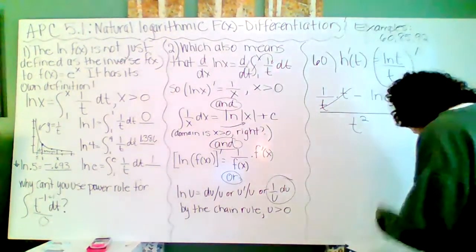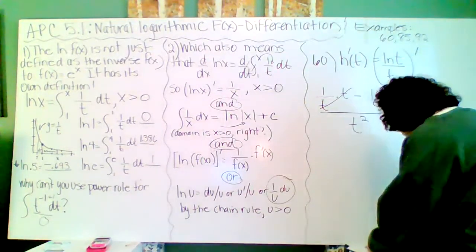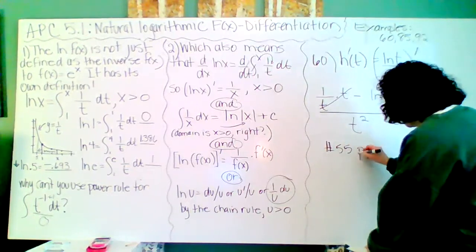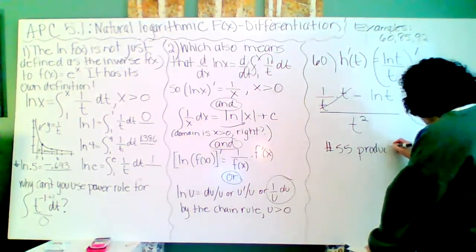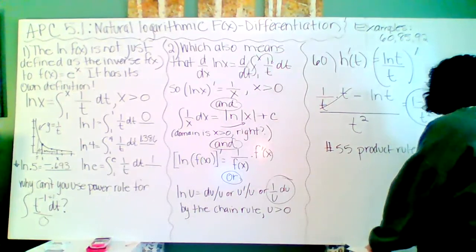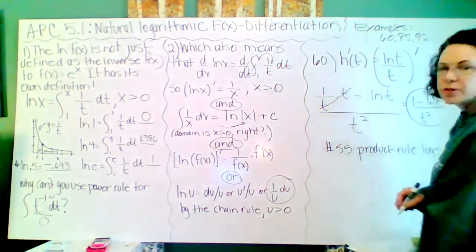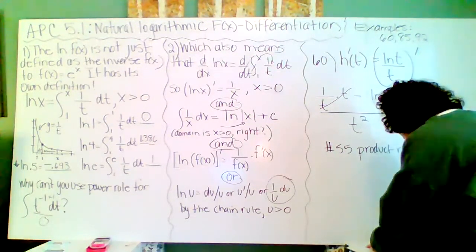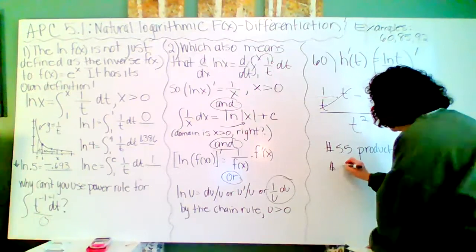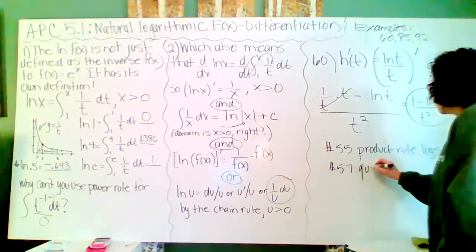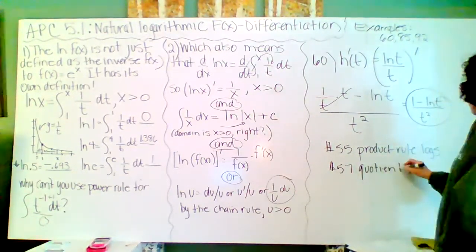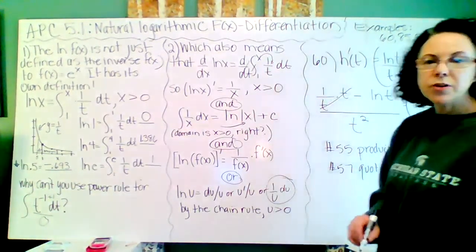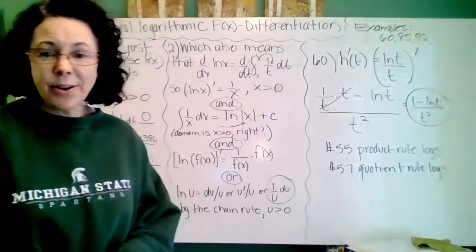Okay, just really quick, I can't remember what I assigned, but if I assign number 55, you may want to use the product rule for logs to help yourself out there to split it up. And if I gave a problem like 57, you may want to use the quotient rule for logs to split it up before you take the derivative to make it easier.